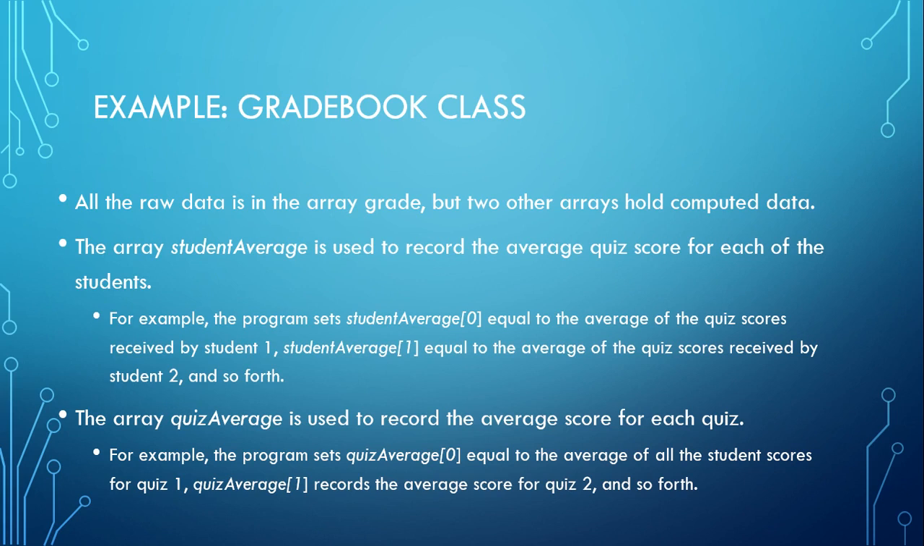The array quizAverage is used to record the average score for each quiz. So, for example, the program sets quizAverage[0] equal to the average of all student scores for quiz 1. quizAverage[1] records the average score for quiz 2, and so forth. So see that they're very similar, but they're not exactly the same.